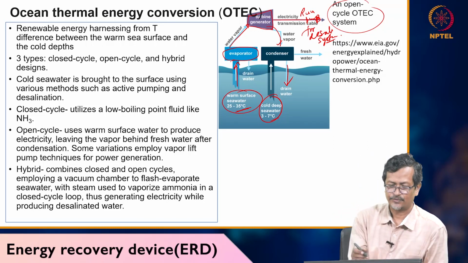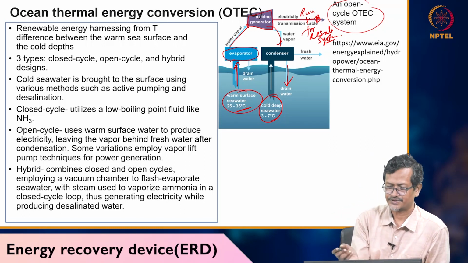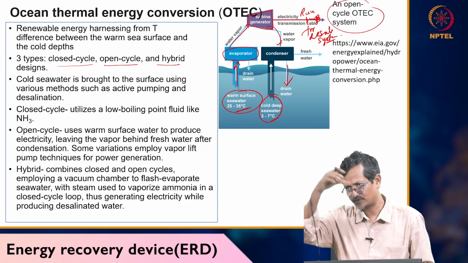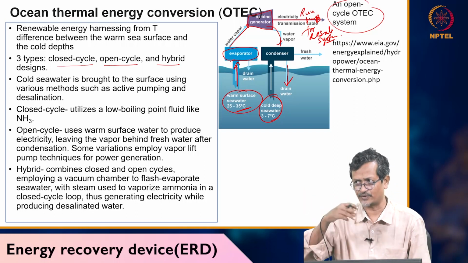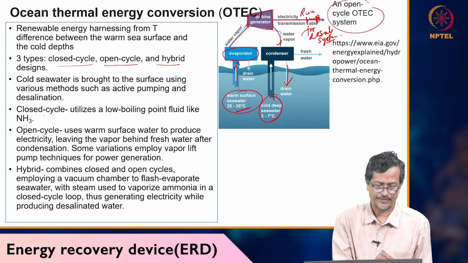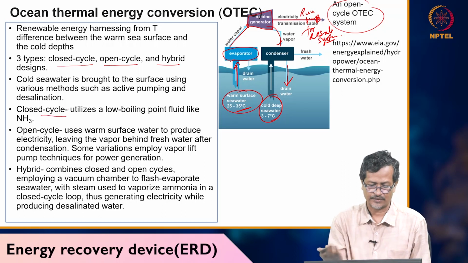And yeah, so this is renewable energy harnessed from a temperature difference. Three types of system may be there: closed system, open system, hybrid system. This is the open system. So, water is taken from the ocean and thrown back into the ocean. The same water is not circulating, that's why it is open. And another system is the closed cycle, I will explain later. The closed system will be using ammonia, then how it will work I will explain.